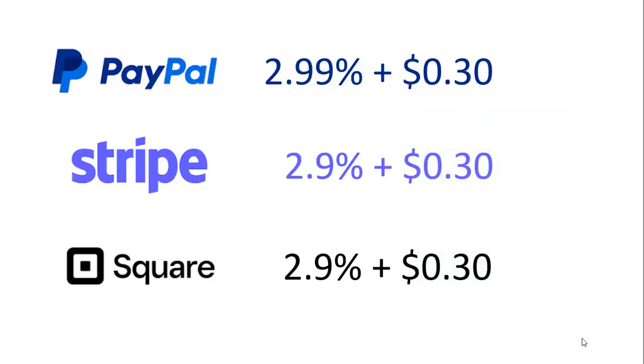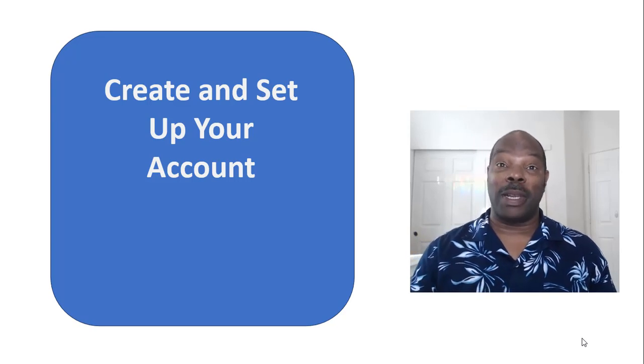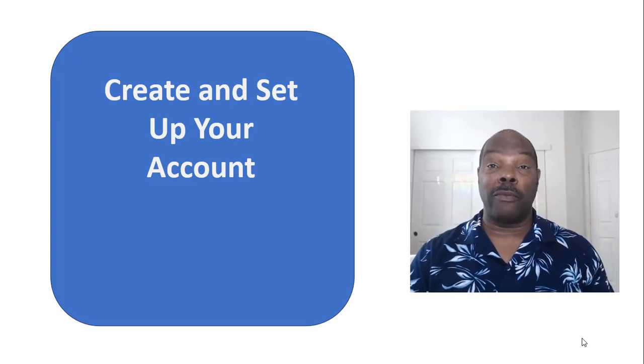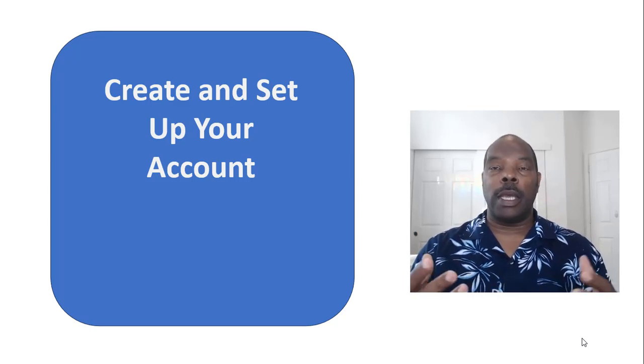Okay, so it's all pretty much the same. These different companies like PayPal, Stripe, and Square, when it comes to invoicing, they all pretty much have the same fees, 2.99 or 2.9, and then they tack on a different fixed fee depending on what country they're coming from. So the first thing you need to do is set up an account. If you have a PayPal, if you have a Stripe, you go ahead, enter your email, enter your banking information, and get all set up.